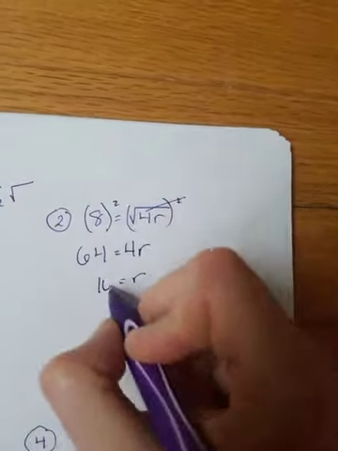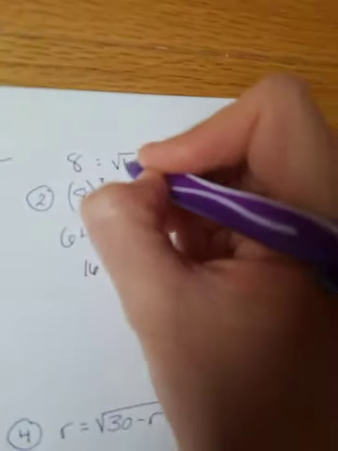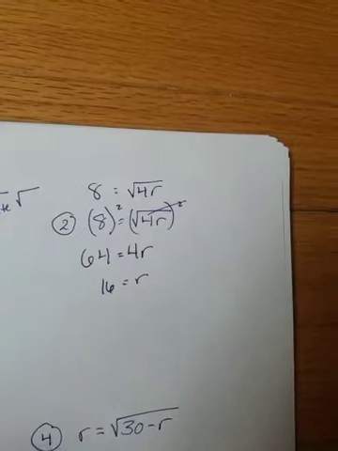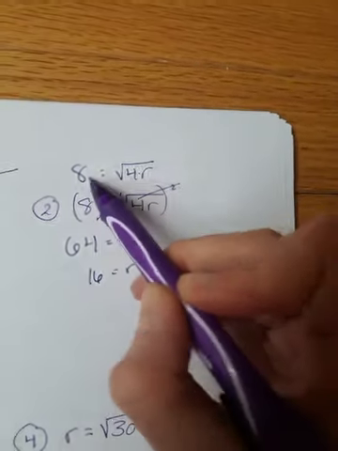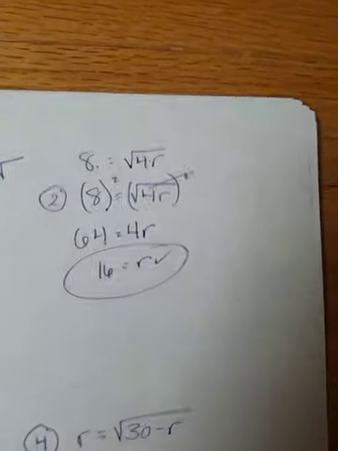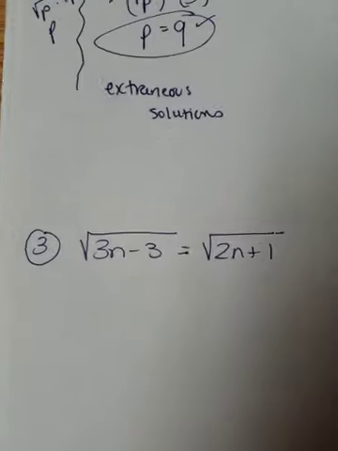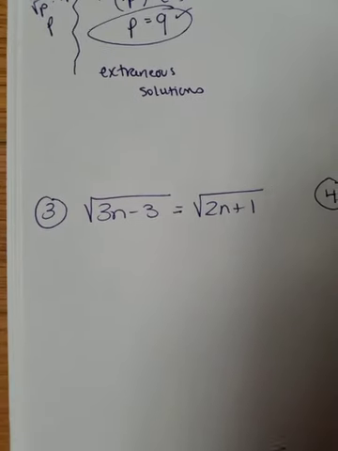gives me 16. So let's just check that in the original problem really quick. I'll just rewrite that. So 4 times 16 is 64. The square root of 64 is 8. That's my answer. Boom. Number 3. This one's kind of different. You have square roots on both sides, but they're by themselves. So in this case, you just square both sides.